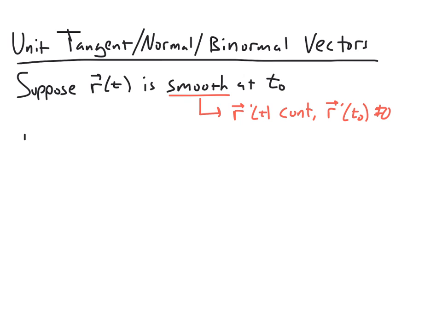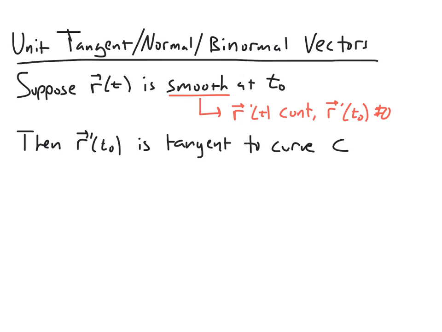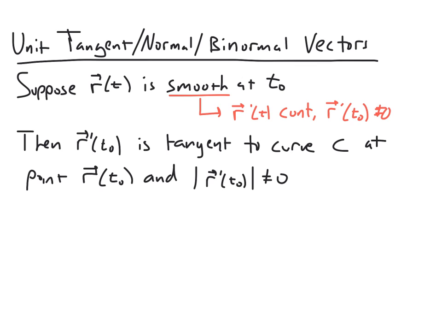If that's the case, then we know that r prime of t naught is tangent to the curve C that's sketched out by the function r at the point r of t naught. So r of t naught describes the point on the curve. r prime of t naught is the tangent direction. And we also know that the magnitude of r prime of t naught is not equal to 0. So we have a non-zero vector here.